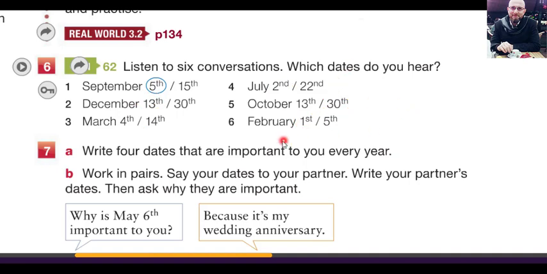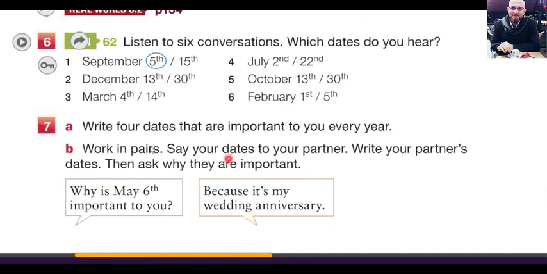Okay, so here in exercise number 7, you will write 4 dates that are important to you every year. Birthday, a date of your, for example, mother's birthday, wife's birthday, wedding anniversary, any date. And if you are in the class, you will work together and say your dates to your partner, write your partner's dates, then ask why they are important.